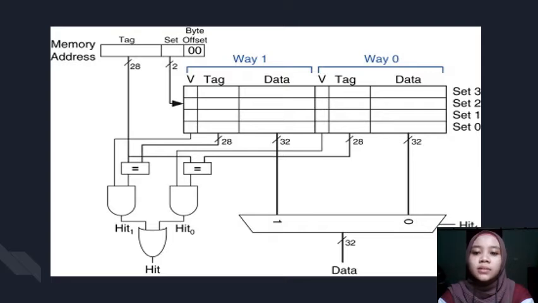The cache reads blocks from both ways in the selected set and checks the tag and valid bits for a hit. If a hit occurs in one of the ways, a multiplexer selects data from that way.